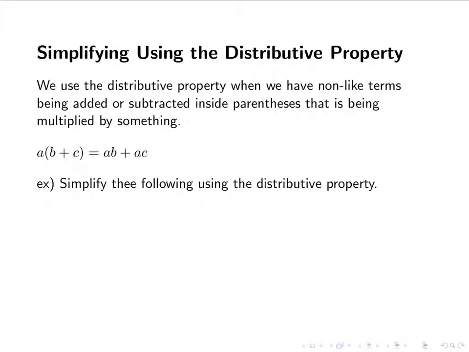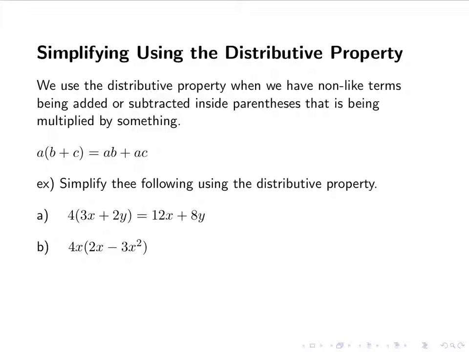So simplify the following using the distributive property. 4 times (3x plus 2y). I multiply 4 by 3x and I get 12x. And then I multiply 4 by 2y to get 8y. So 12x plus 8y.